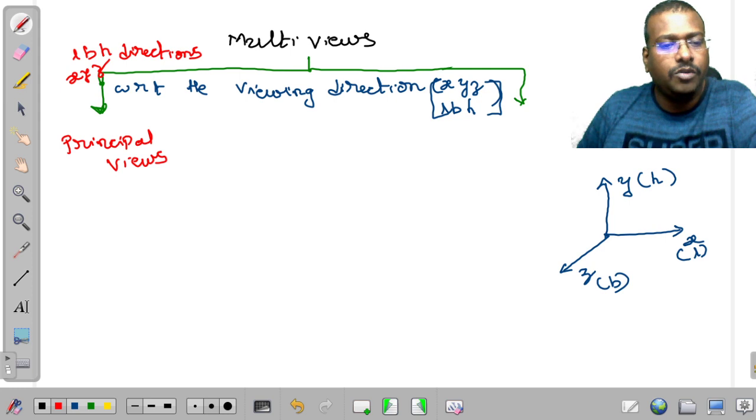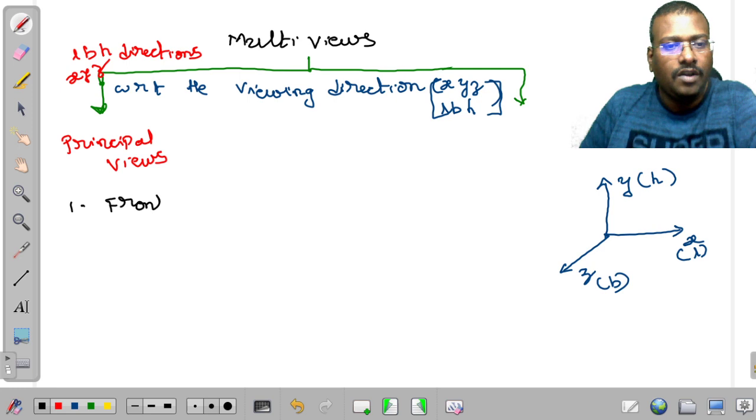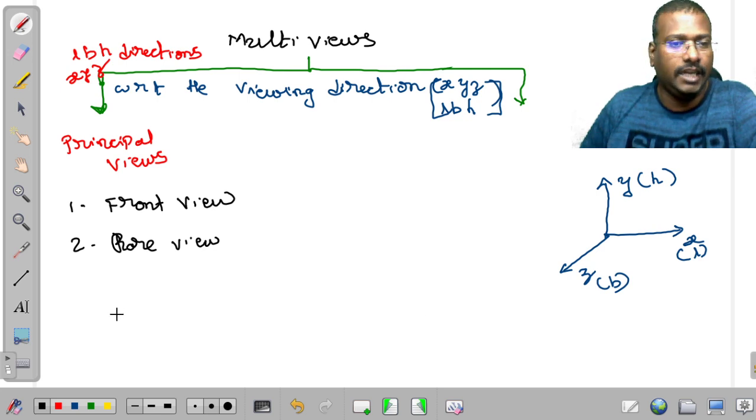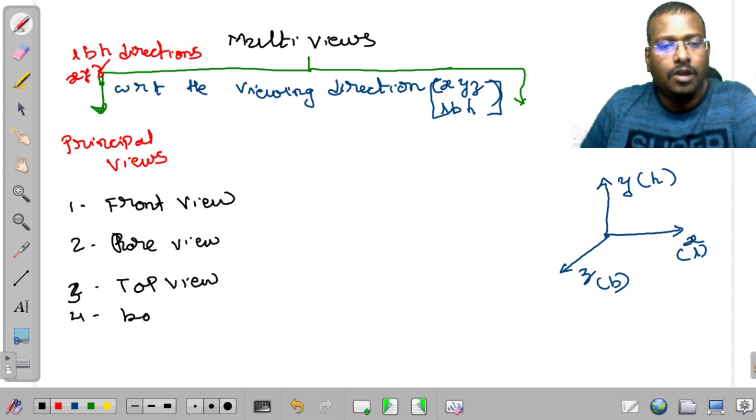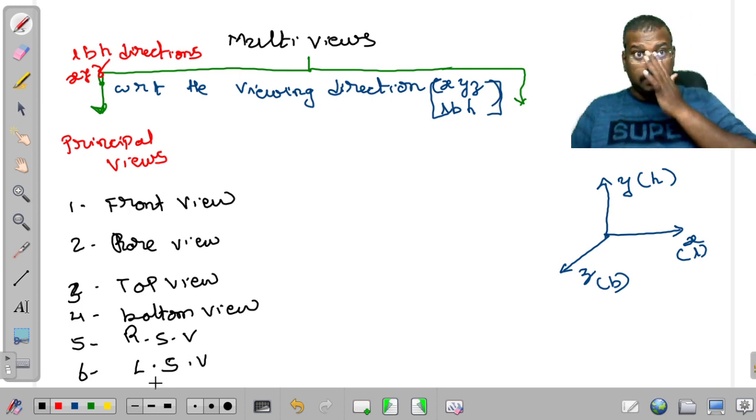What are all the principal views, sir? First one is the front view, and the second one is the rear view, which is obtained by observing in that direction. Third one is the top view, the fourth is the bottom view, and the fifth one is the right side view. Sixth one is the left side view. So these are the six principal views.